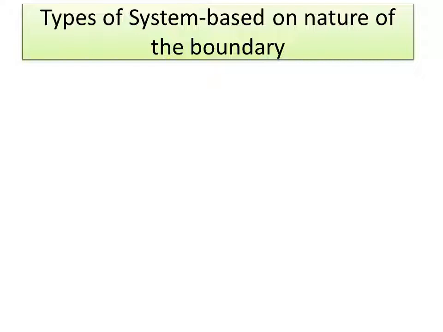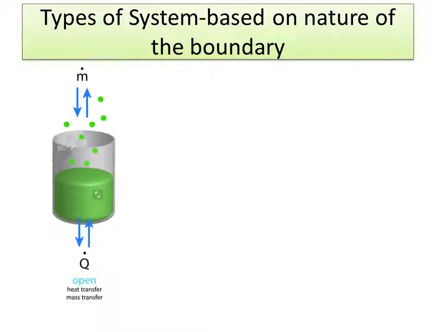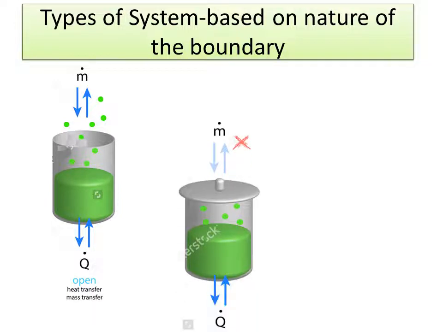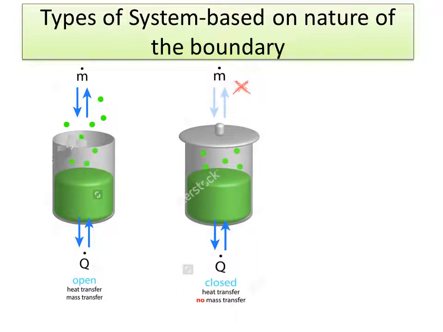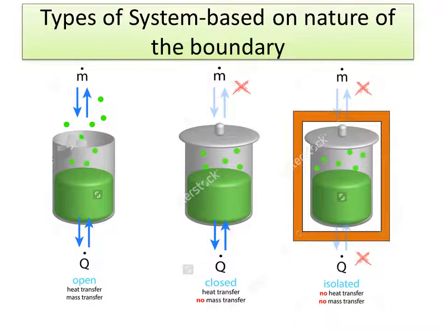The system can again be classified into three types based on the nature of boundaries. They are open system, closed system, isolated system. See here, the isolated system is well insulated.